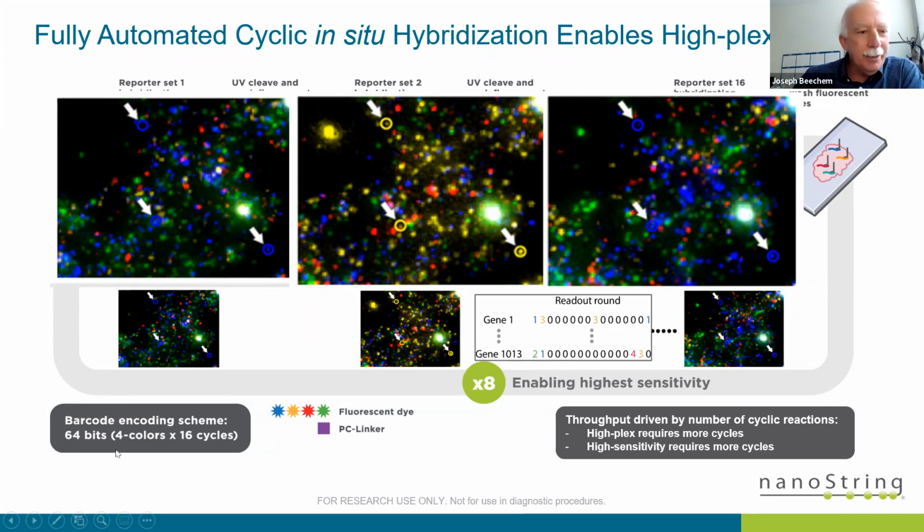So when I'm doing 4 colors at 16 cycles, some of these cycles are dark. So I am actually turning a whole bunch of things on and off. So you can actually have a couple of RNAs show up inside a single diffraction limited spot. But if it obeys a different on-off dark light cycle rule, you can actually resolve both of them, even though they're in the same diffraction limited area, because I'm spreading the information out into different cycles.